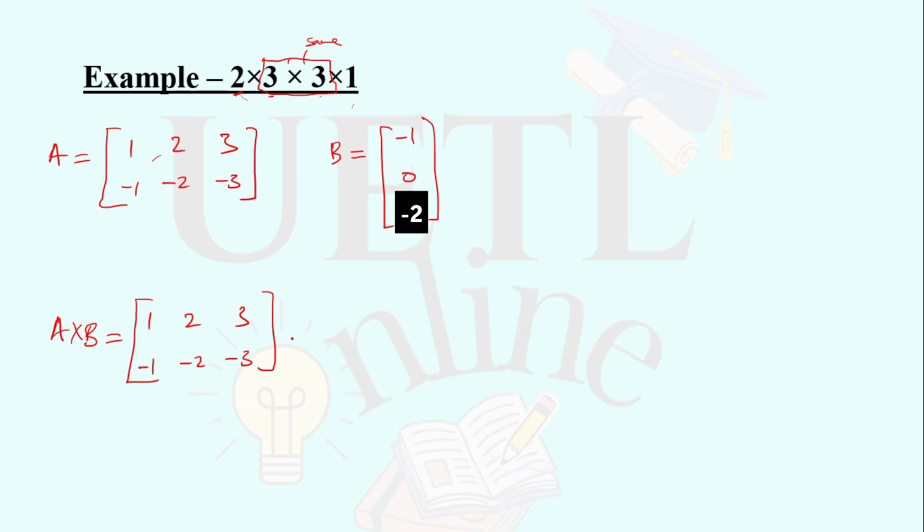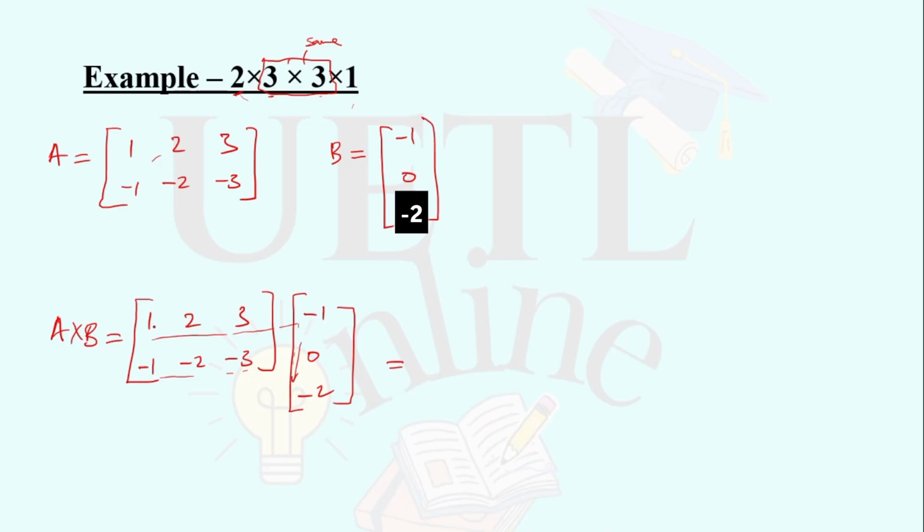We are going to put our matrix B here. It's going to be minus 1, 0, 2. So this is our matrix. Now our duty is just to multiply. We're going to multiply this row and this column, and after that we're going to multiply the second row and this column again.